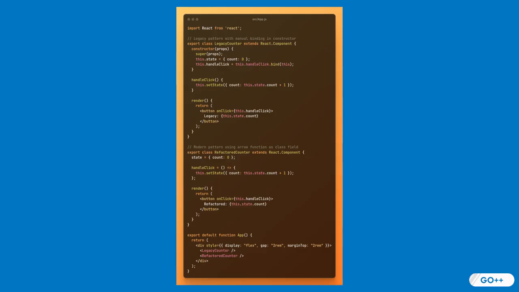The legacy counter class uses constructor binding for its event handler, while the refactored counter leverages an arrow function as a class field. This eliminates the need for manual binding and makes the component easier to read and extend. The exported app function renders both counters side by side, allowing a direct comparison of behavior and code style.